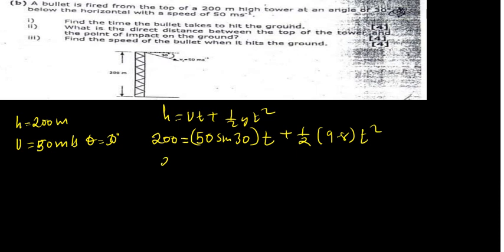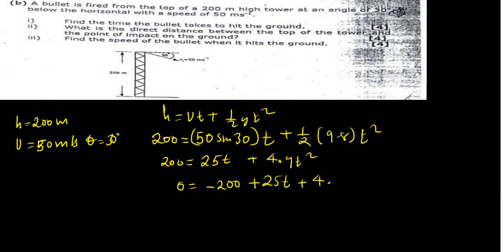This is going to give us 200 being equal to 50 sin 30. Sin 30 is 1 over 2, and 1 over 2 multiplied by 50 is 25. So 25t plus half times 9.8, that is 4.9 t squared. I'll now take this term to this side, so that we remain with a 0 on this side. If this term goes to the other side, it becomes negative: negative 200, plus 25t, plus 4.9 t squared.